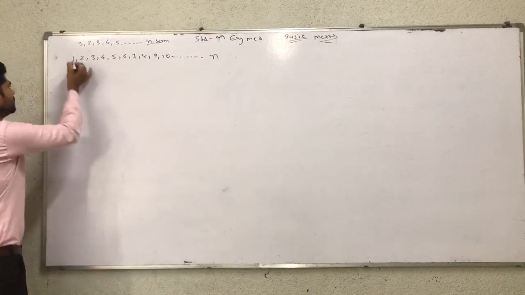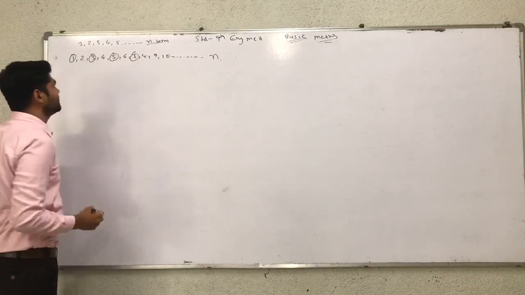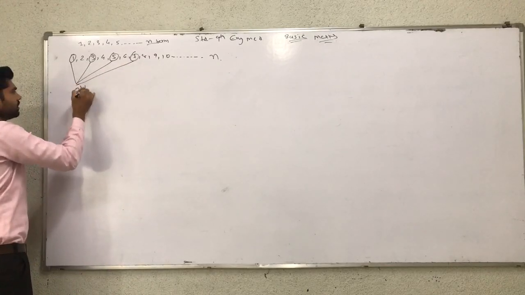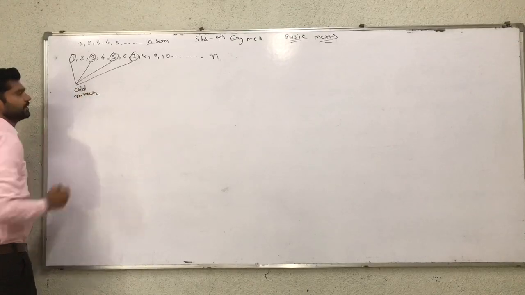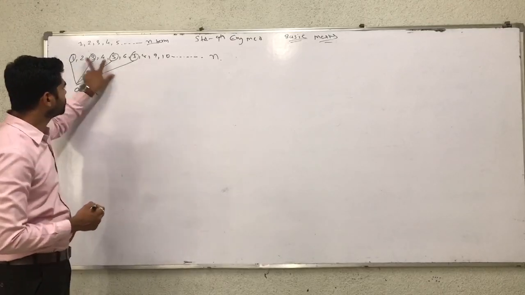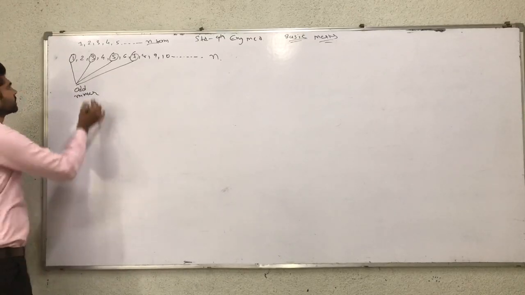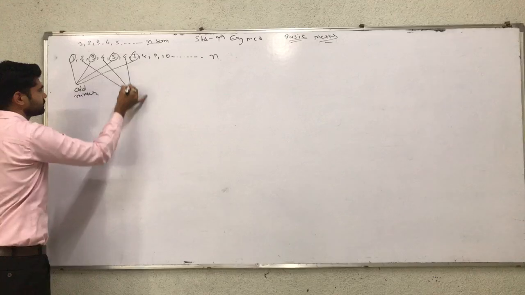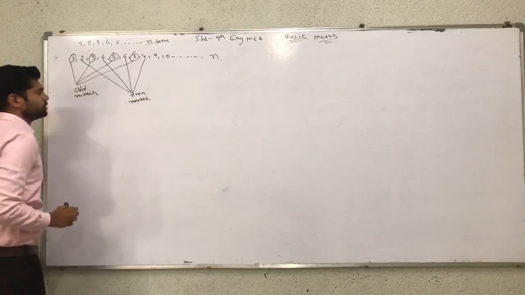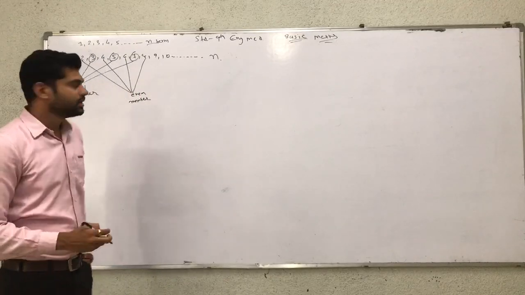First is 1, 3, 5, 7. All these numbers we can say are odd numbers, and the remaining numbers you can see here, 2, 4, 6, 8, this type of number is known as even numbers. So here the number series is divided into two parts, odd numbers and even numbers.